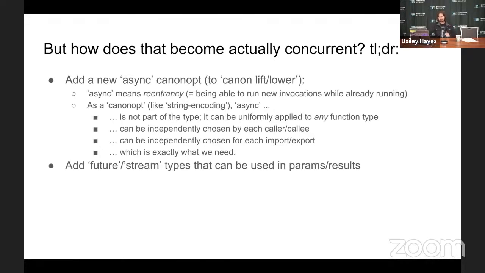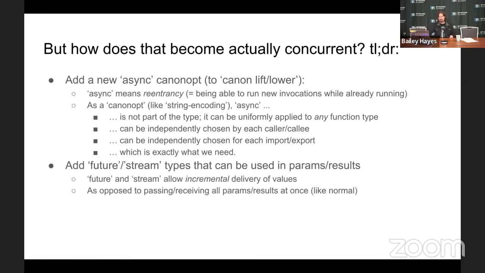Separately and orthogonally from that, the proposal is to add a future and stream type that can be used in parameters and results of functions. This is what I showed on the previous slide: consume can return a stream of u8. They allow incremental delivery of values, as opposed to passing or receiving parameters and results all at once, which is how they work today. All the parameters get given to you, and then you run, then you produce all the results and they get copied, and the caller gets all the results at once, and then they run. So future and stream are about incremental delivery of parameters and results.